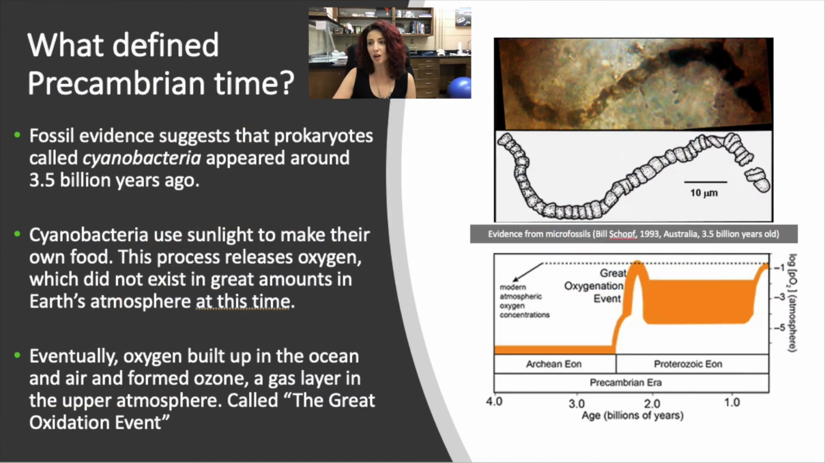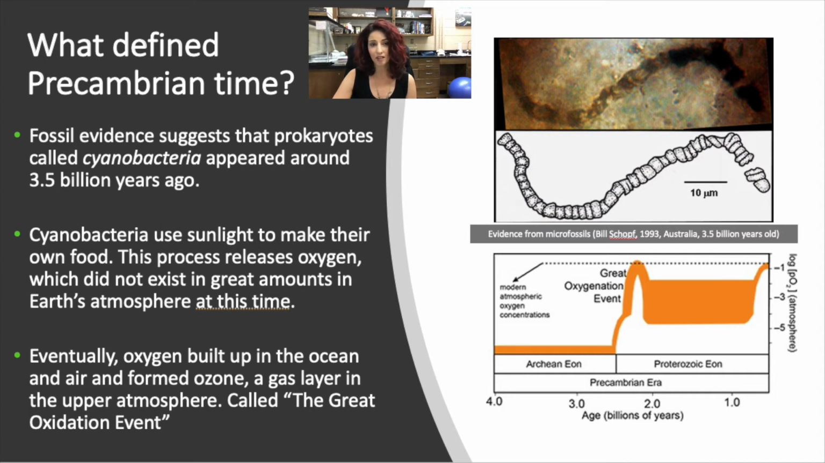We can also talk about the fossil evidence during the Precambrian. This fossil evidence suggests that the prokaryote, or the bacteria named cyanobacteria, appeared around 3.5 billion years ago. Now this falls back to fossil evidence. We call these fossils microfossils because they are in fact micro. And this suggests again that these lineages appeared about 3.5 billion years ago.